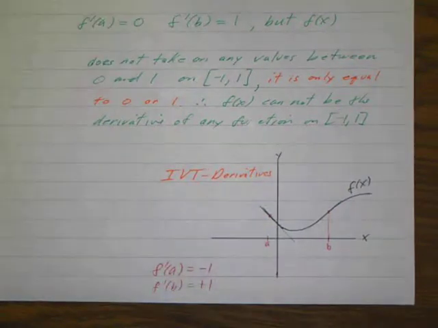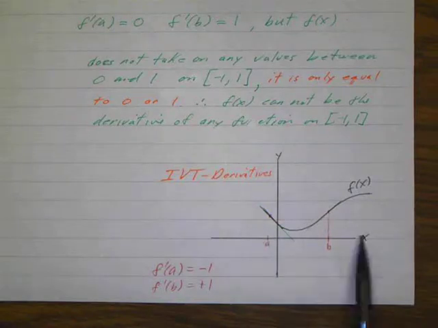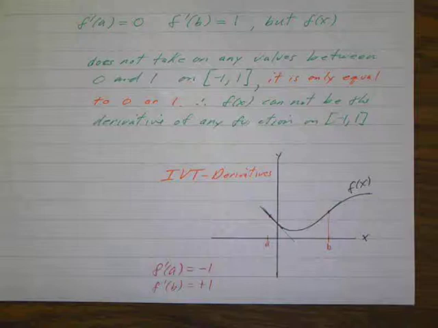This was the intermediate value theorem, the IVT for derivatives, and basically what this says, if you go back and look at it, is: if A and B are any 2 points in an interval on which f is differentiable, so this is a nice interval, A and B are 2 points on this interval, then f prime takes on every value between f prime of A and f prime of B. So this was an example.